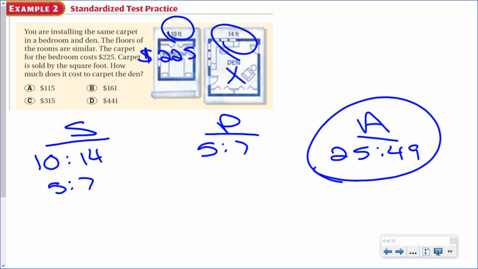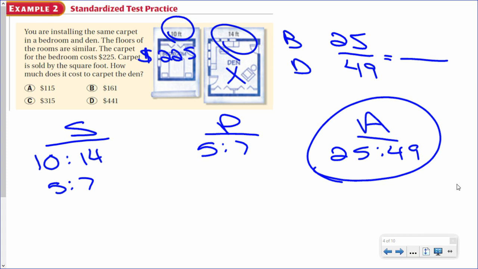The bedroom is the smaller object. The den is the larger one. So we have the bedroom and we have the den. Between 25 and 49, 25 would be the smaller one. That goes with the bedroom. 49 goes with the den. Set that equal to.